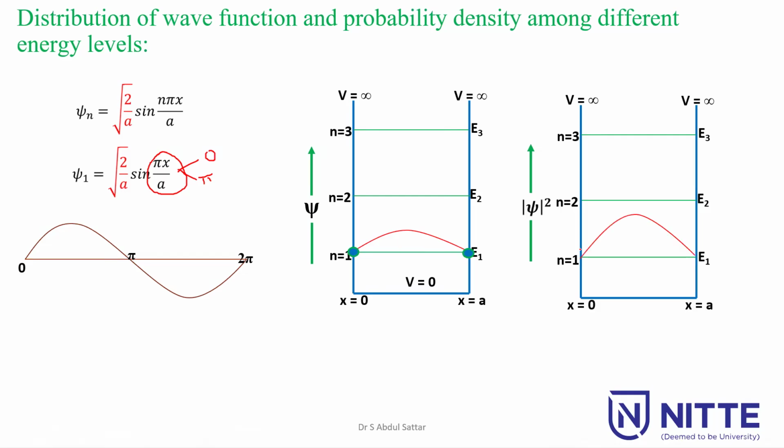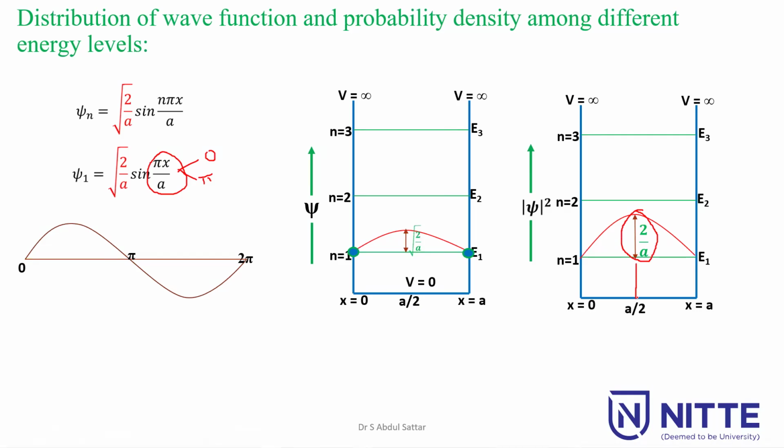So what about the probability distribution? Same function, but here it is a square. So here this value is root 2 by a, so this one becomes 2 by a. But here if you observe, the probability density is high, which means this is the most probable position. What is the most probable position? This is the most probable position, a by 2.